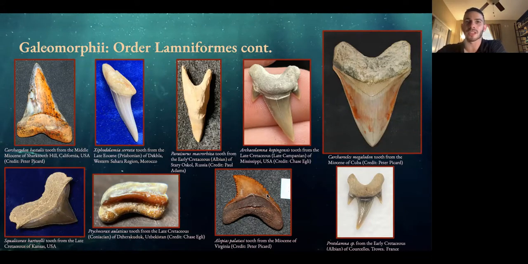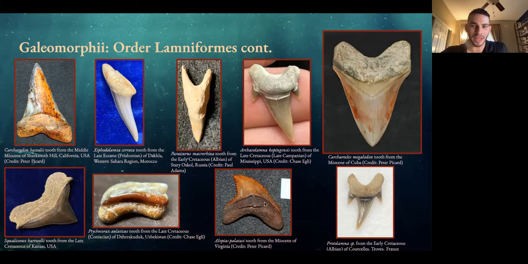You can see these transitions in a lot of lamniform lineages, which is interesting because they're quite rare in the grand scheme of the fossil record. You very rarely see transitional specimens. However, with the lamniforms, you can see them quite clearly.